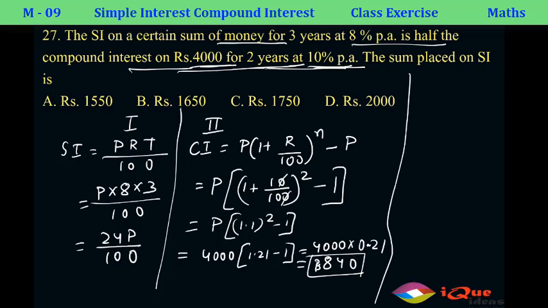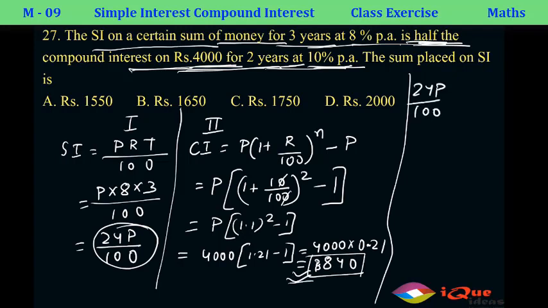Now the question is saying that the simple interest in the first case is half the compound interest in the second case. Now simple interest in the first case is 24P upon 100. Compound interest in the second case is 840. So we have 24P upon 100 is equal to half, so it is 1 by 2 into 840. Right? 2 cancels 840, 420 times. So that means P is equal to 420 into 100 divided by 24.